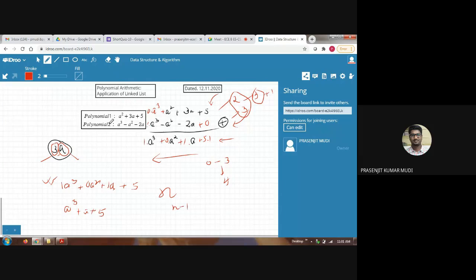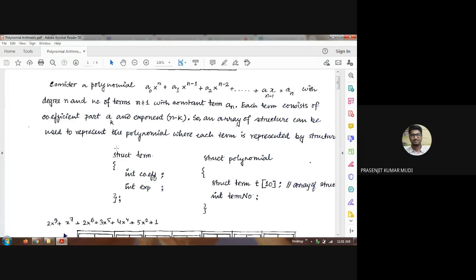So how do we do this on a computer, how do we write a program to get this answer from the computer in this manner? Linked lists will help us in this regard, so let's try to understand. Consider a polynomial in general: a0 x to the power n plus a1 x to the power n minus 1 plus a2 x to the power n minus 2 plus dot dot dot plus a(n-1) x plus an. It's a polynomial of degree n, and the number of terms is equal to n plus 1.